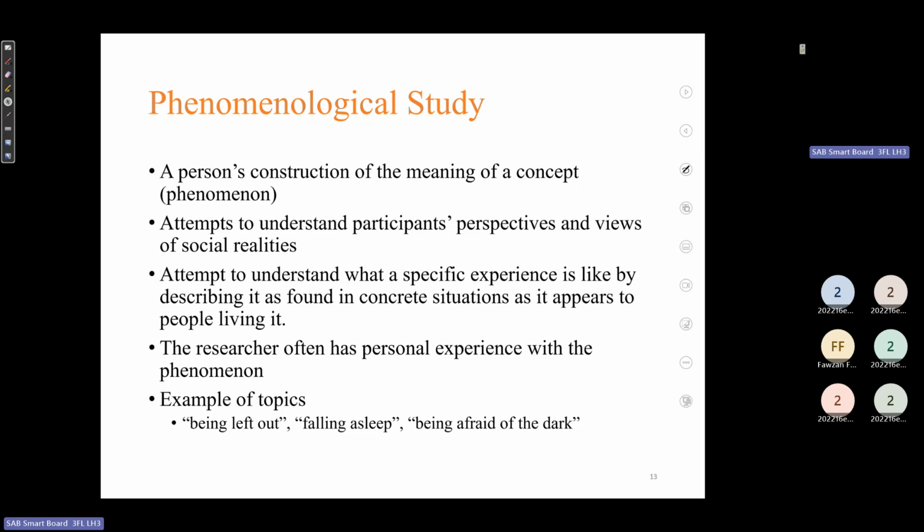Then it attempts to understand what a specific experience is like. Right, the researcher often has personal experience with the phenomena. Now, for example, some topics other than what I told: being left out. What do you think? Being left out. Holding a speech while being in the lecture, that might be a concept itself. And being afraid of the dark. Some people are afraid of the dark. Some people are afraid of heights. They could describe their experience. So these are what? Phenomenological studies. You take a concept and you explain. That's called a phenomenological study. Right?